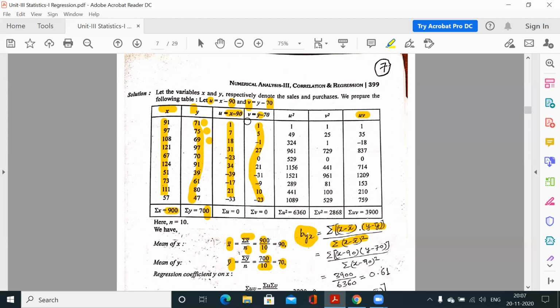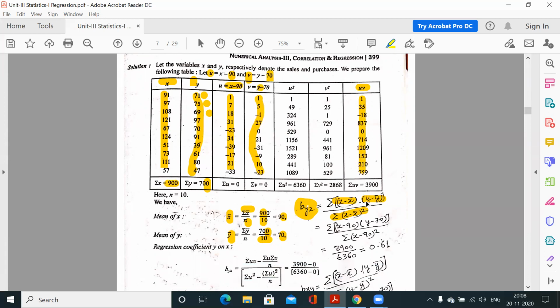Otherwise you don't need to write u and v. You can use directly x minus x bar and y minus y bar. Next, the product of these differences, x minus x bar into y minus y bar. So 1 into 1, 7 into 5, 18 into minus 1, 31 into 27. So these are the products. Now the sum of these products. We have to add all these values, so we are getting summation 3900. This is the numerator value.